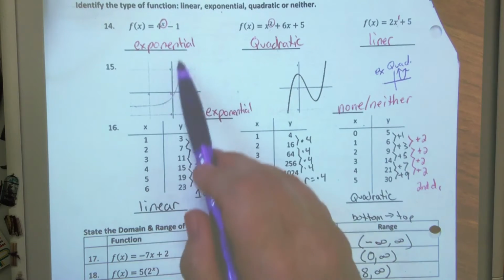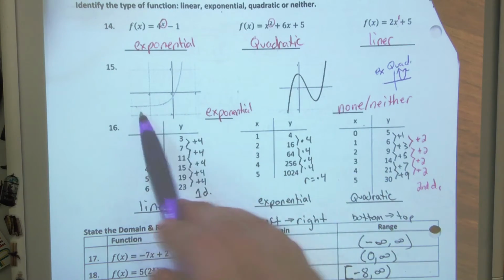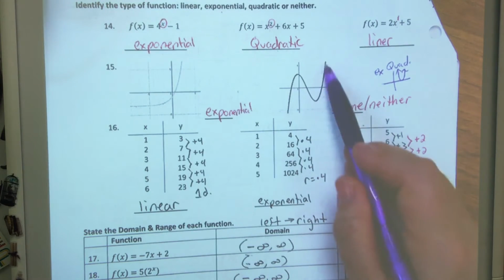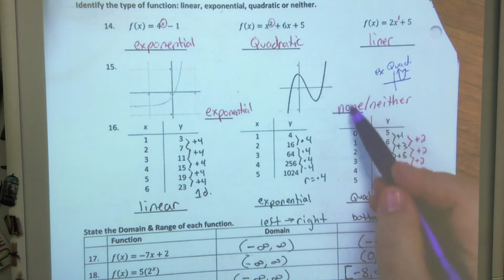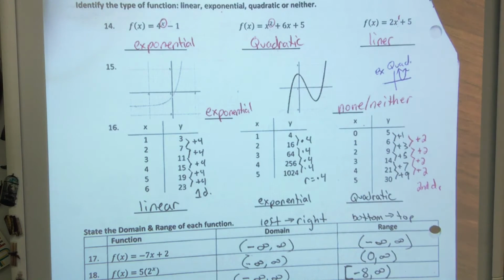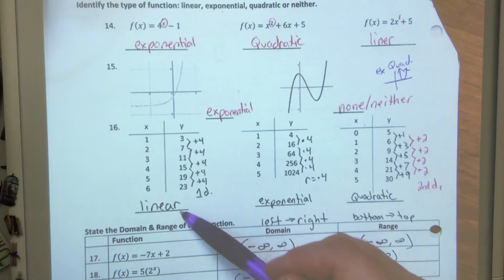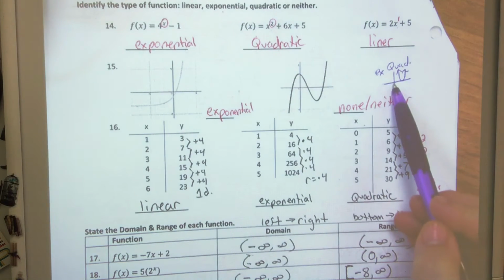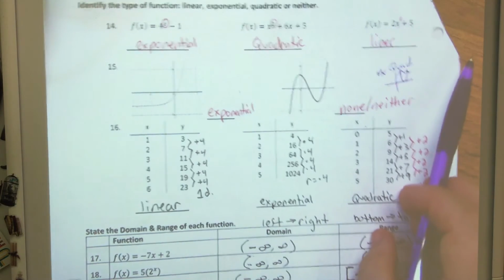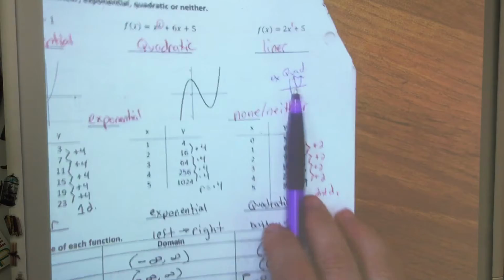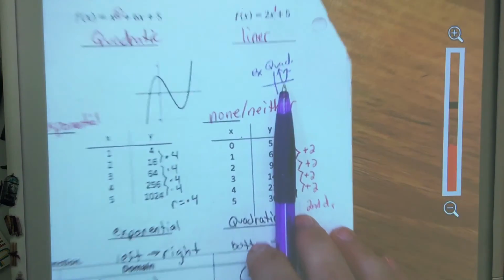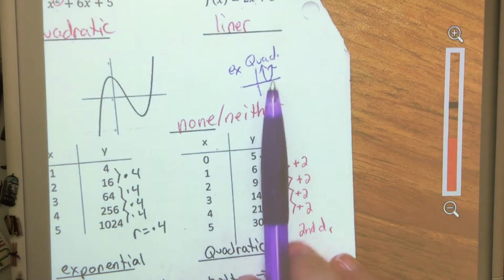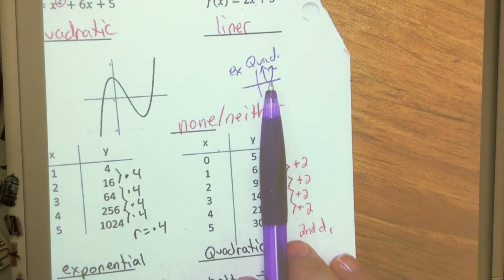You're going to need to know that this type of graph is exponential. This graph here is actually cubic. It's none or neither. The next 3 problems, I even put a little quadratic parabola function picture. You see it right there. So if you see a parabola, think quadratic.